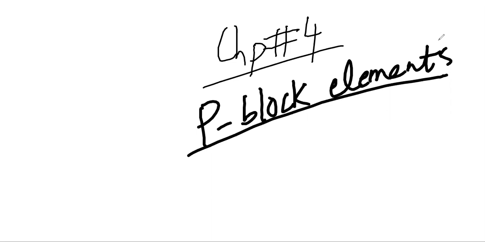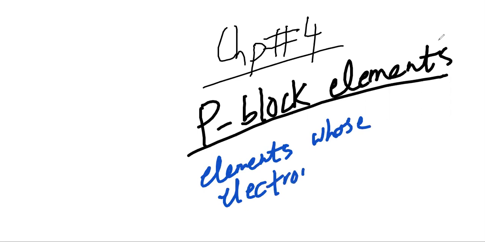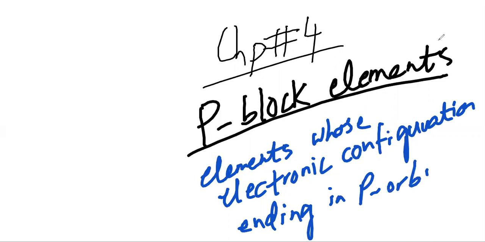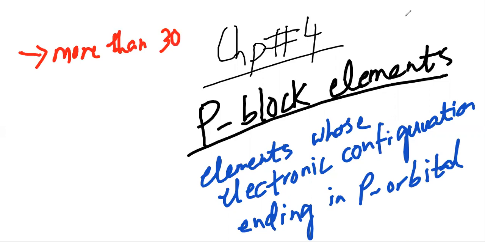Elements whose electronic configuration ends in p orbital are called p block elements. There are more than 30 elements in the P block.